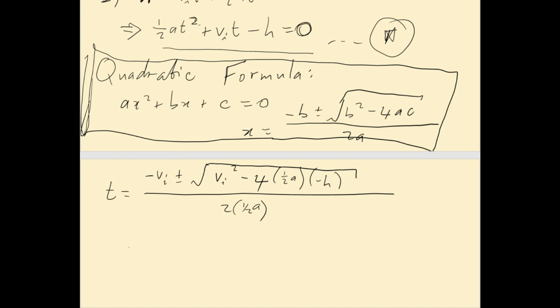We can do a little more simplification. Try and always simplify the algebra as best as you can before plugging in numbers. So we still have vi squared. Negative 4 times a half is negative 2. But now you see there's a negative times a negative, so we're going to get a positive value. So we're going to have vi squared plus 2ah. Let's close the square root. And then 2 times a half is just 1, so we just end up with a. Now when we plug in the values, we'll see what's going on.